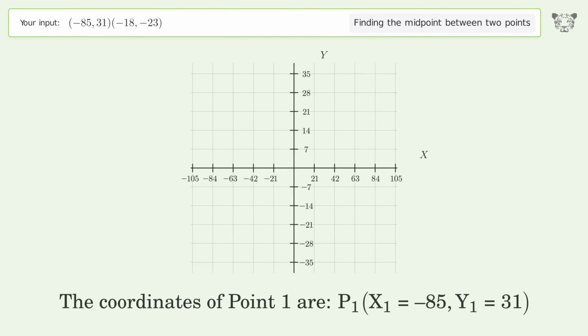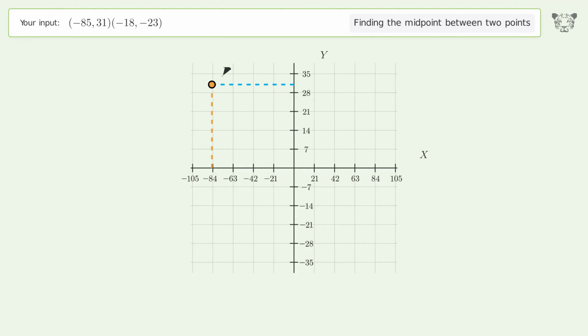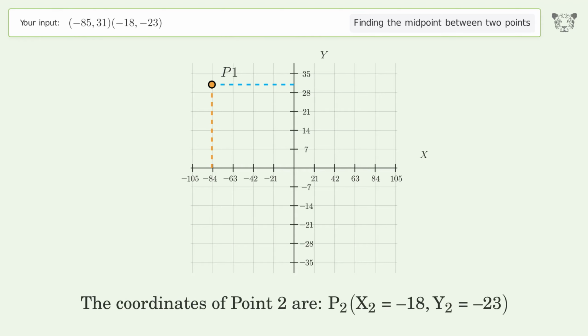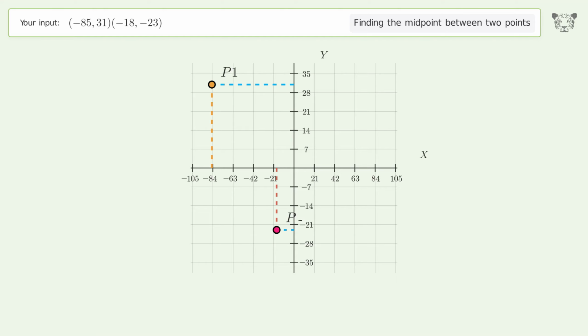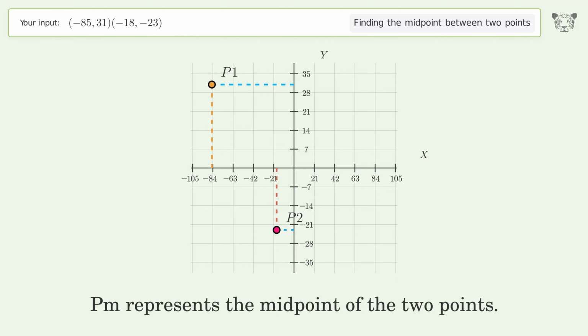The coordinates of point 1 are x1 equals negative 85, y1 equals 31. The coordinates of point 2 are x2 equals negative 18, y2 equals negative 23. PM represents the midpoint of the 2 points.